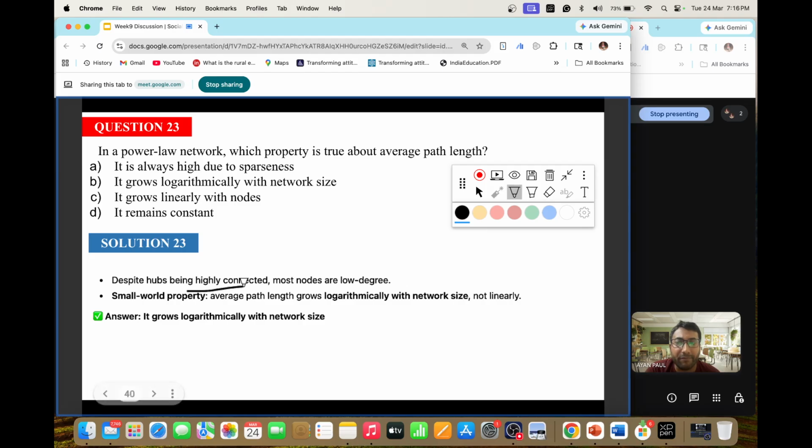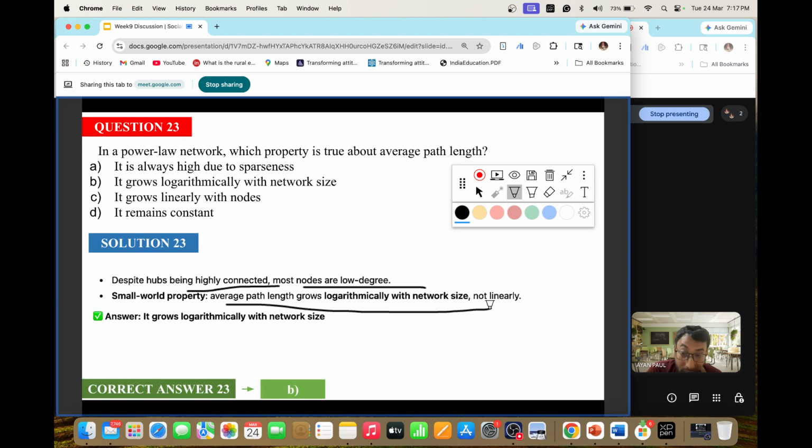Despite hubs being highly connected, most nodes are low degree. Small world property, average path length grows logarithmically with network size, not linearly. Okay, so it grows logarithmically with network size is the correct answer. Option B is the correct answer for your question number 23. So by this question number 23 we have ended our case number 5.